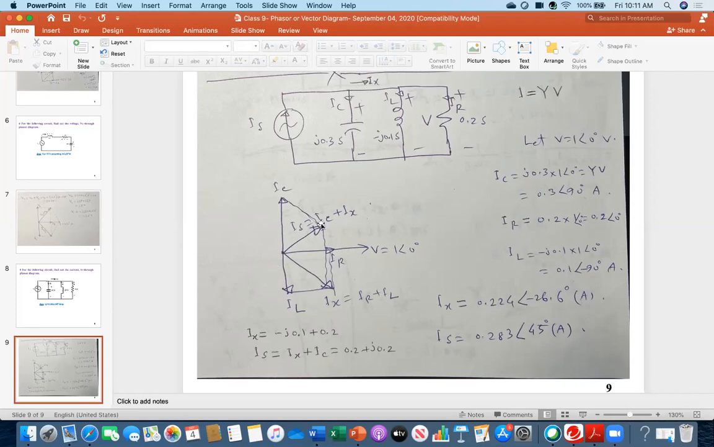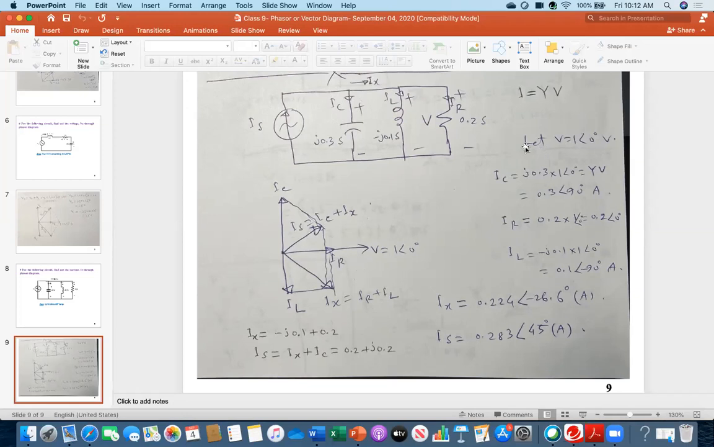So with the help of the vector diagram, what I found is that this should be IS, and that should be IC plus IX, and it should be anti-clockwise. There should be some angle here. The vector diagram is telling me that. And then just verify with the help of the calculation which was given.